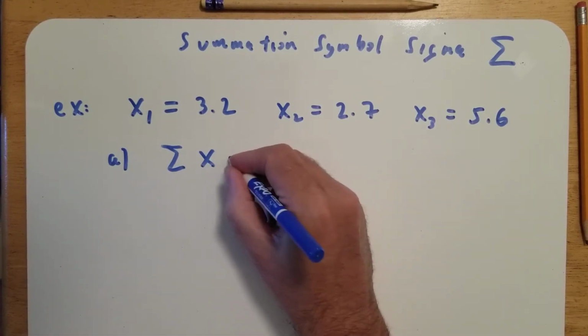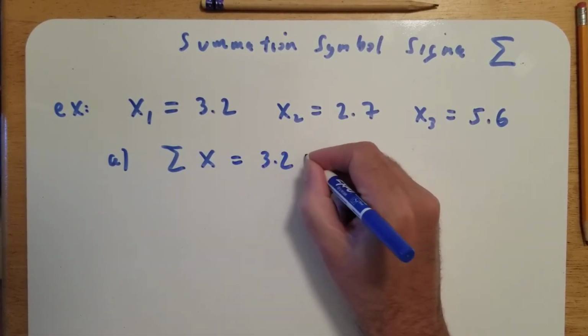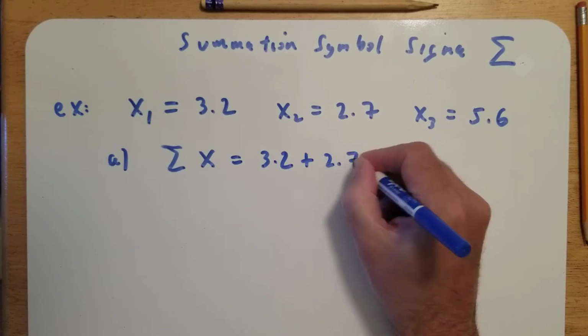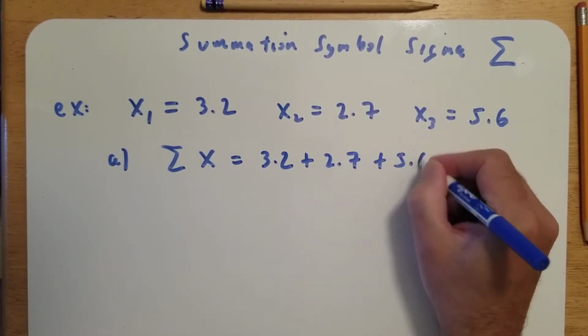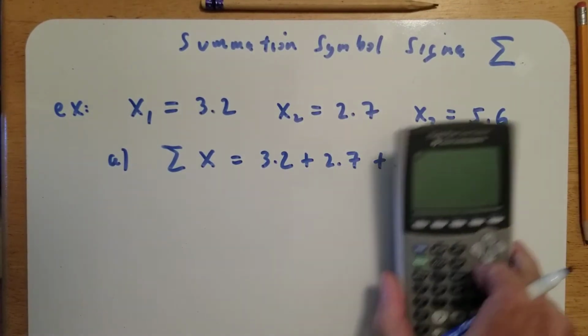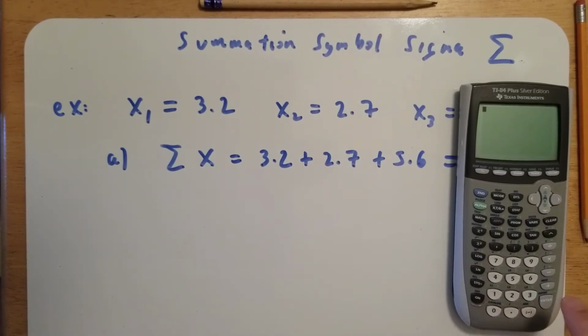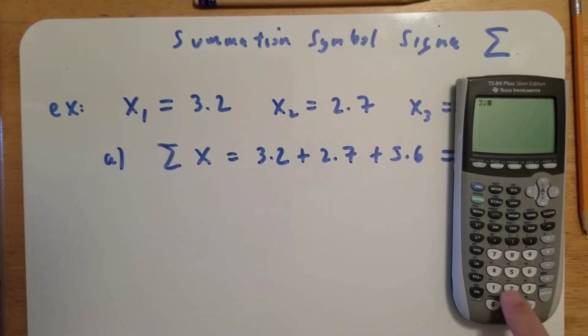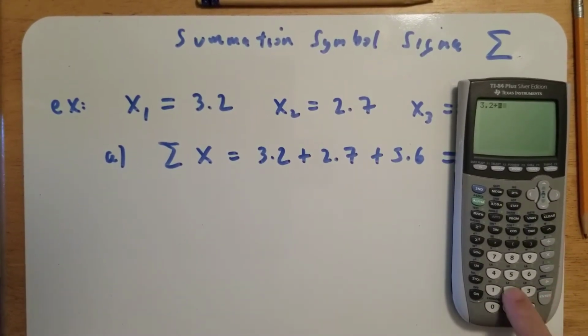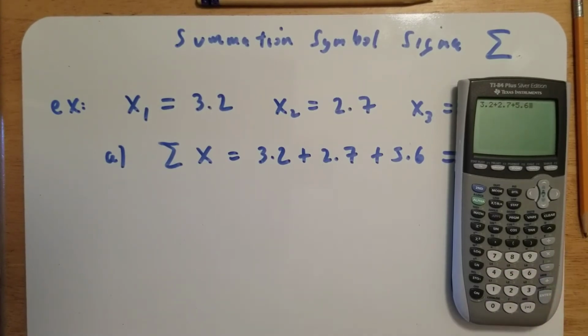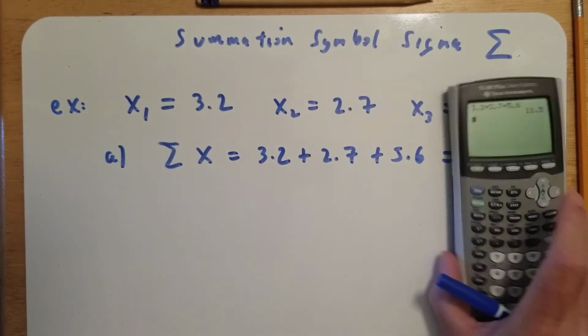So the sum of the x's is 3.2 plus 2.7 plus 5.6, and I'm going to use my calculator to do that. So I've got 3.2 plus 2.7 plus 5.6. Double check to make sure you didn't make a mistake. 11.5.